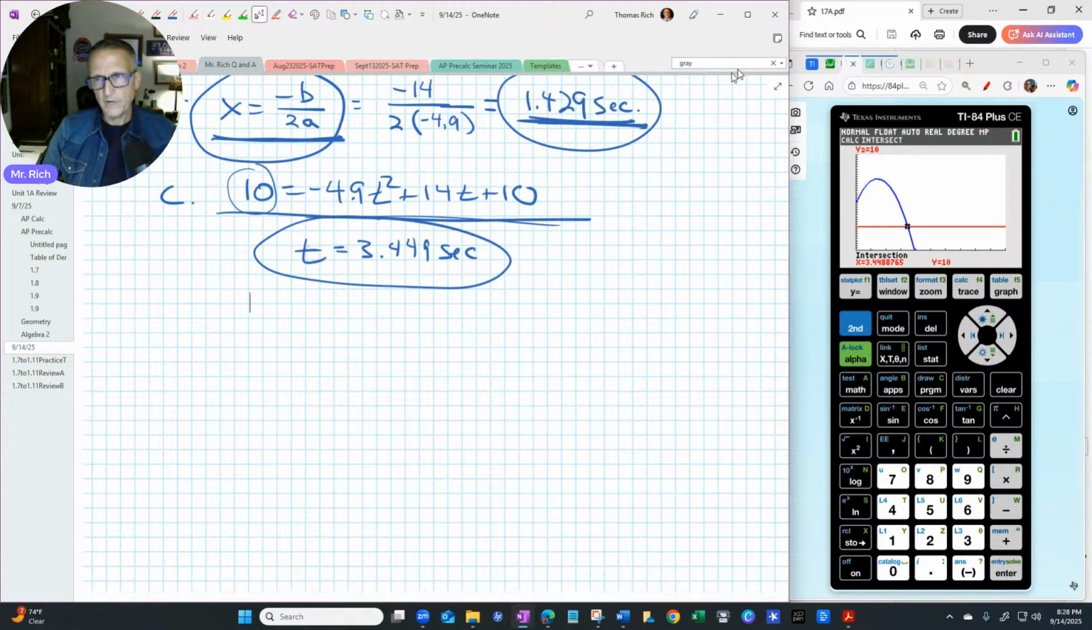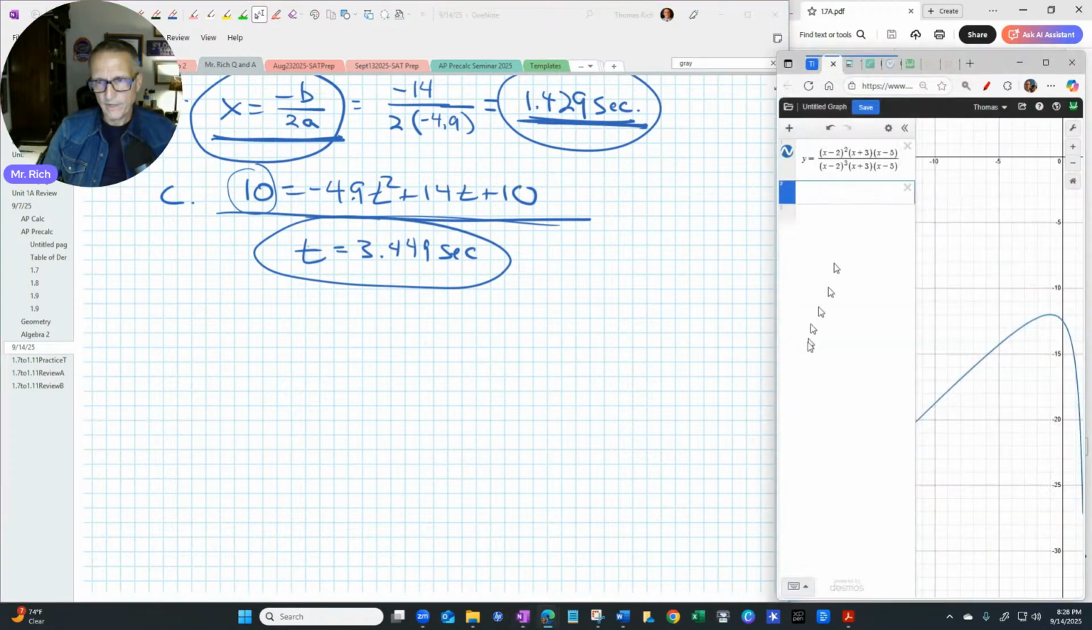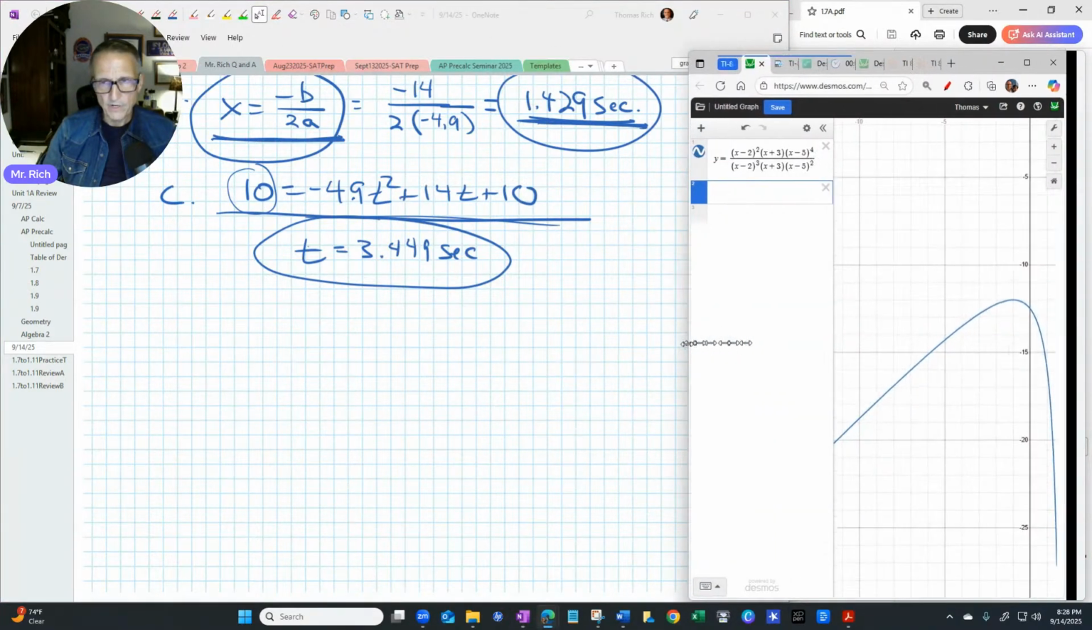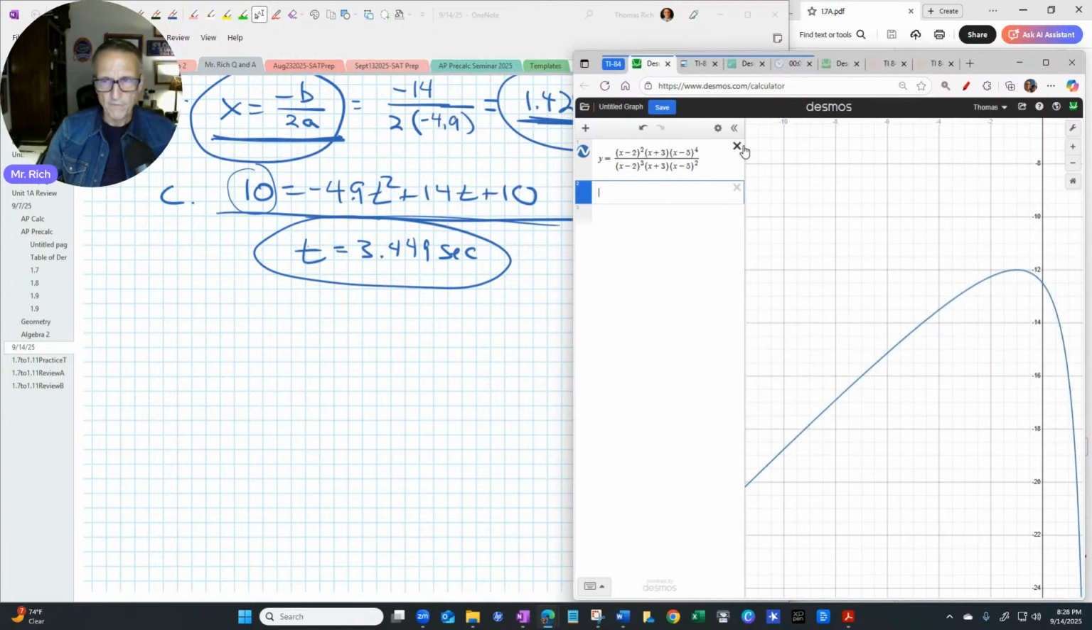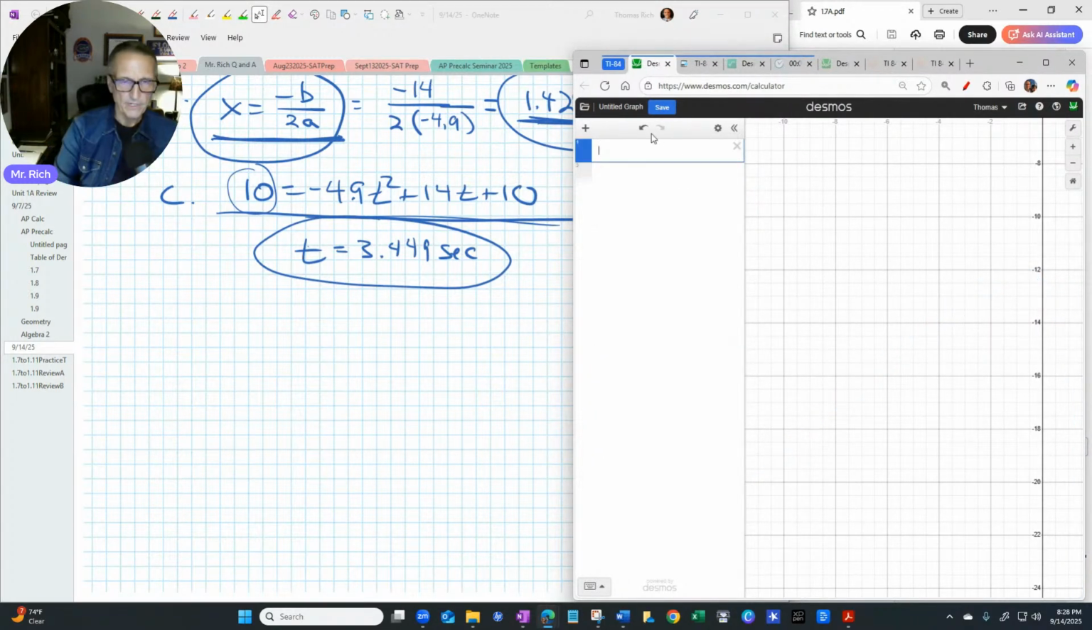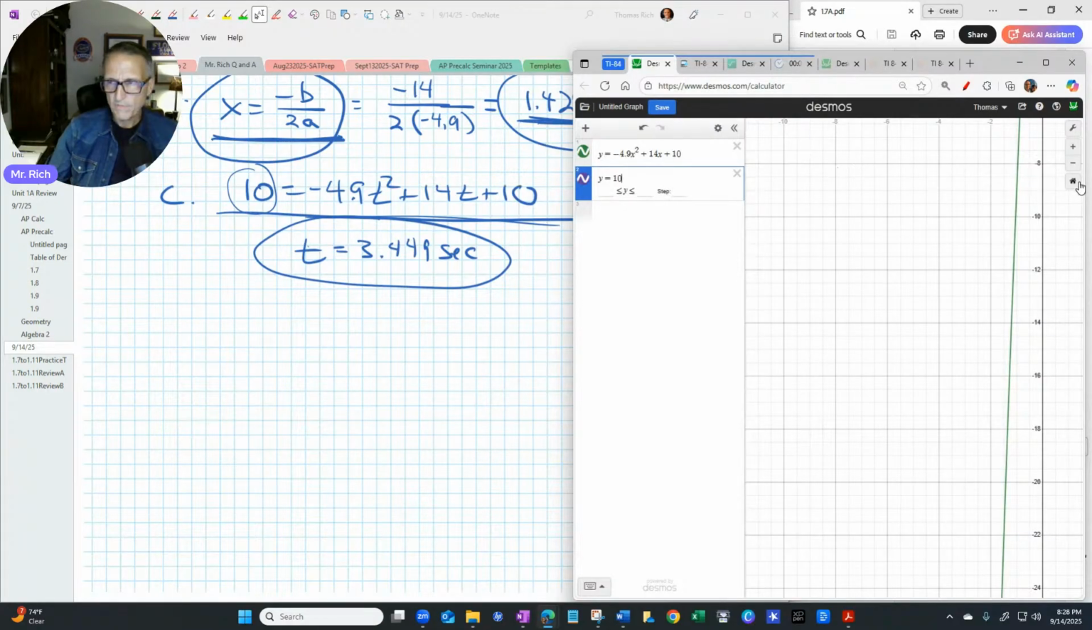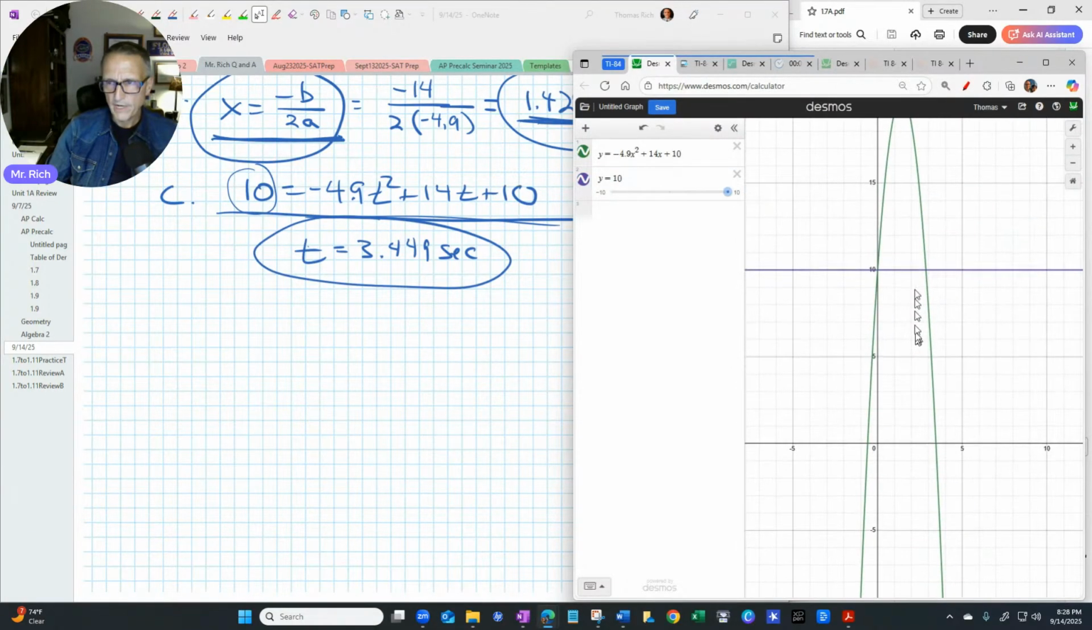Now, I've got to show you this. The TI-84 is great, but it's not great as compared to Desmos. If I did this problem on Desmos, I would have had it done 5 minutes ago. I could graph y equals negative 4.9x to the second power plus 14x plus 10. I could then graph y equals 10 as my second function, just like I did on the TI-84. I can come here and click right there.